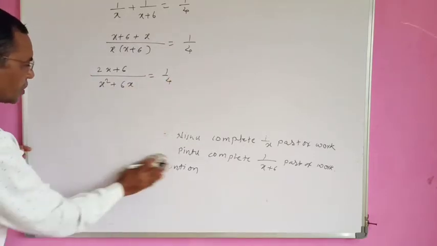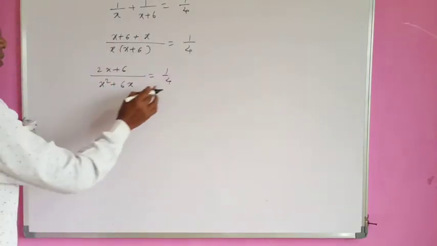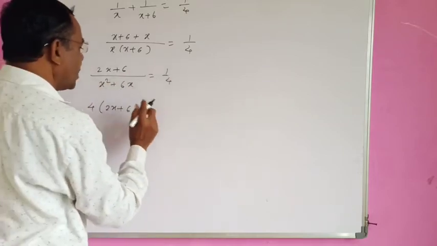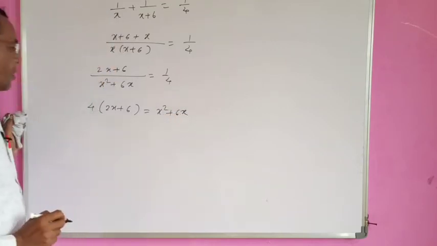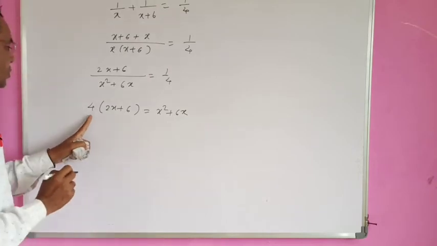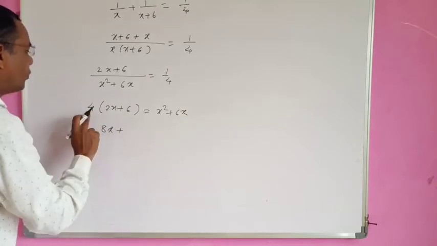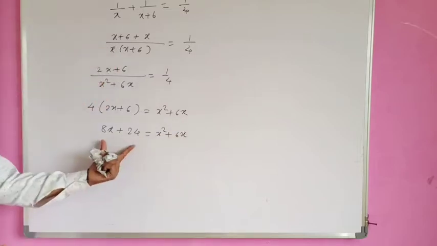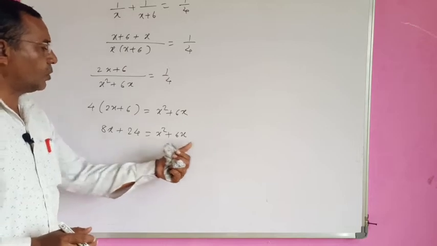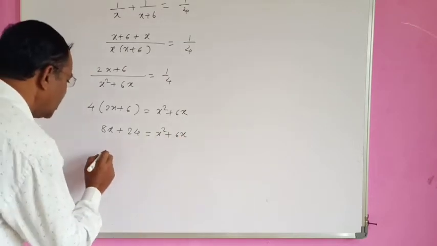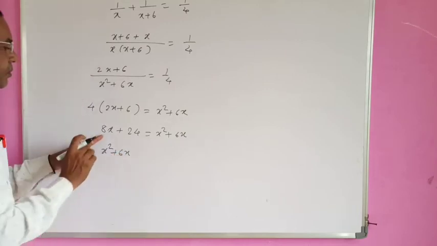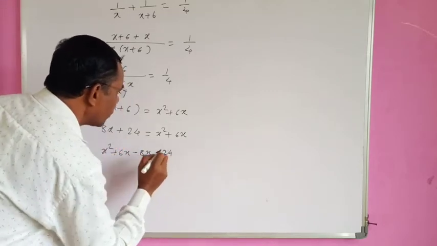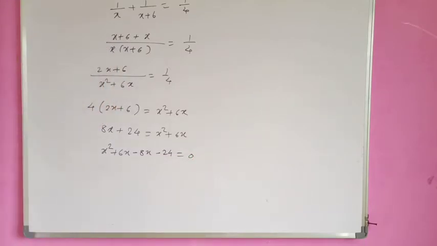Now we will do the cross multiplication. Then what will be the answer? See here, 4 in a bracket 2x plus 6 is equal to 1 into this, x square plus 6x. Multiplying 4 into the bracket, 4 into 2 is 8x, plus 4 into 6 is 24, is equal to x square plus 6x. And this 8x plus 24 goes to this side, then it becomes minus. Therefore x square plus 6x minus 8x minus 24 is equal to 0. Now what will be here?